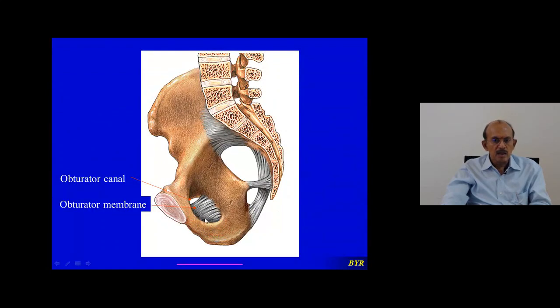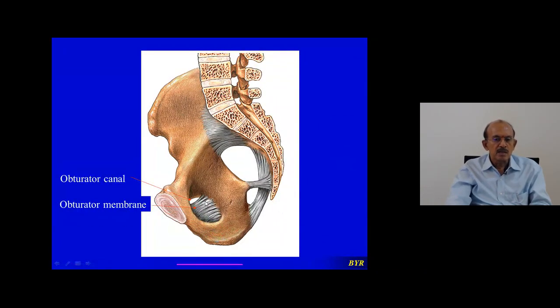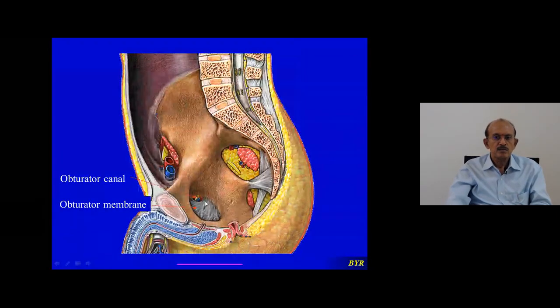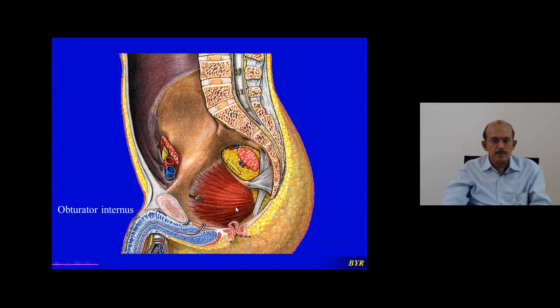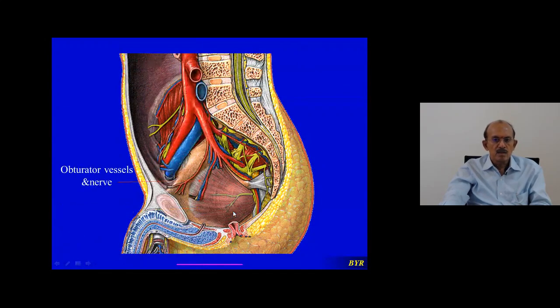So the remaining part of the obturator foramen is filled with the obturator membrane. So don't get confused between the obturator canal and obturator foramen. This is obturator foramen. This is obturator canal. So you can see the obturator vessels and nerves going to the thigh from the pelvis here. Now this is covered by the obturator internus muscle, and it's covered by fascia.